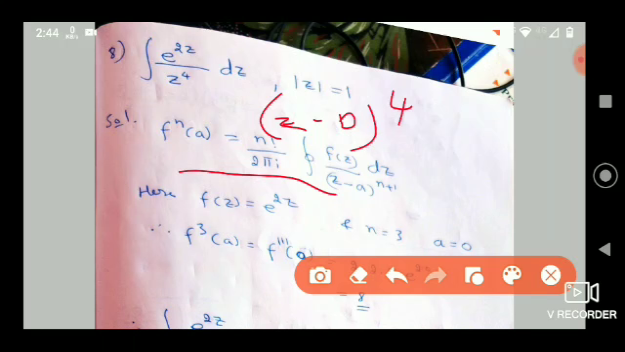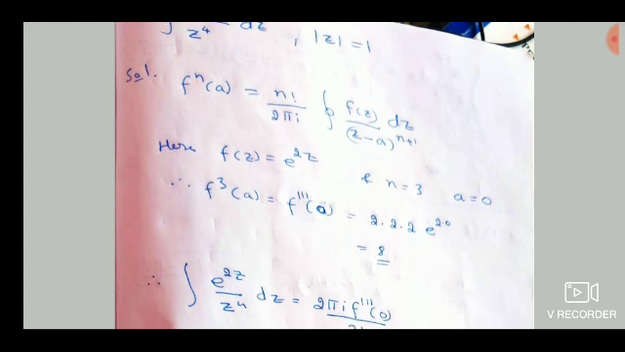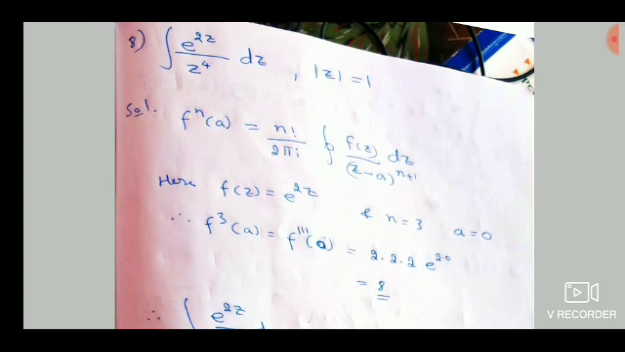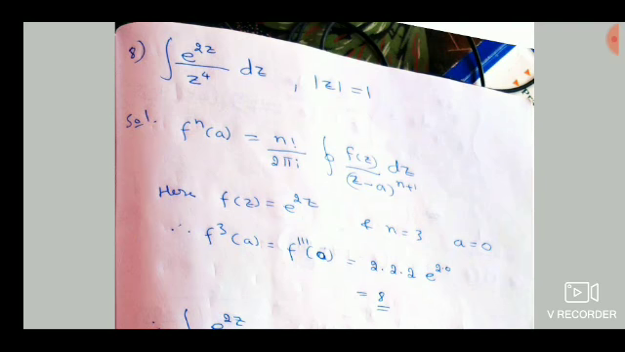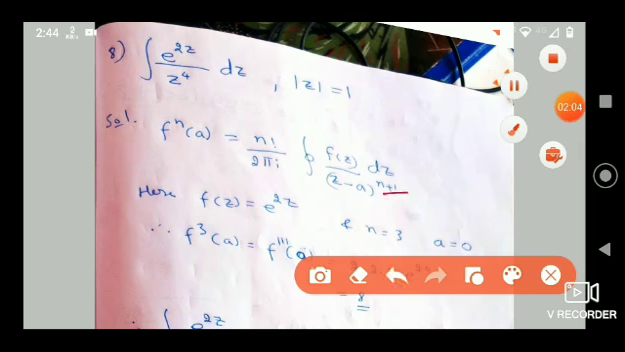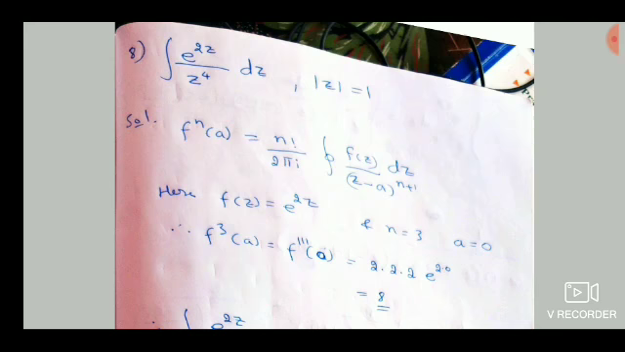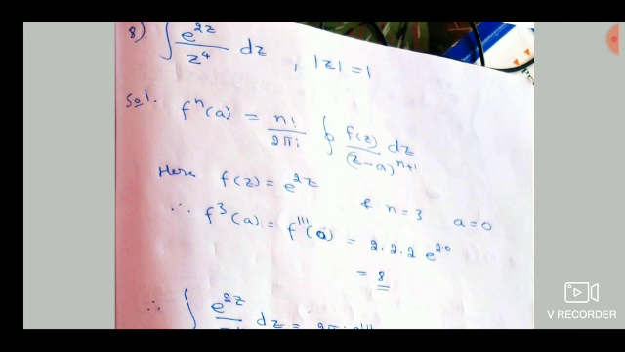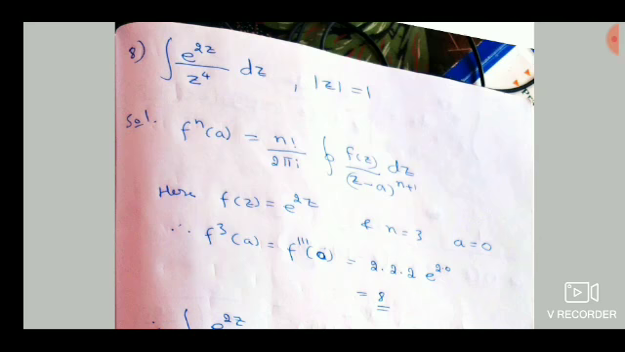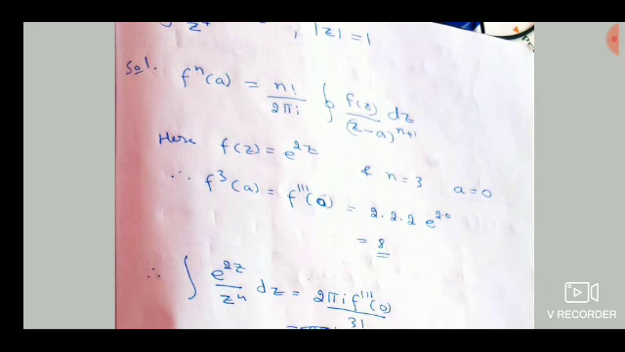In this problem f of z is e power 2z, and n is equal to 3. Why? In the formula there is n plus 1 and here 4 is there. So n plus 1 is equal to 4, n is equal to 3. And what is a? a is equal to 0. You have to differentiate this equation e power 2z thrice to get f power 3 of a, because we got n is equal to 3, right? So you have to differentiate thrice.